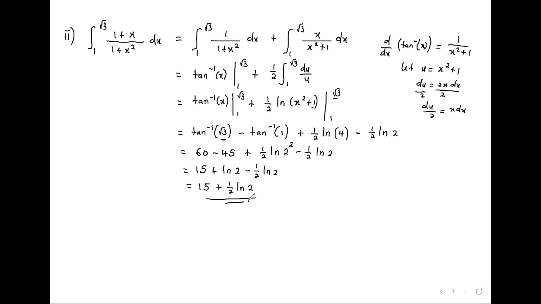Is it okay? All the properties of logarithms apply.